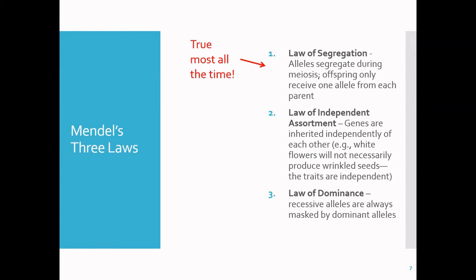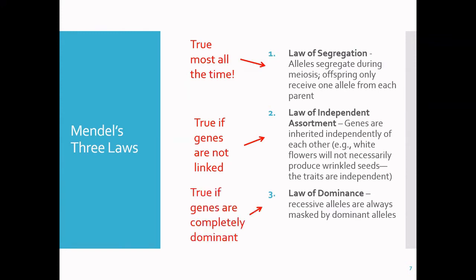His second law was the law of independent assortment. Genes are inherited independently of each other. For example, a white flower will not necessarily produce a wrinkled seed. The traits are independent. This is true if the genes are not linked. His third law was the law of dominance. This says that recessive alleles are always masked by dominant alleles. This is true if the genes are completely dominant.